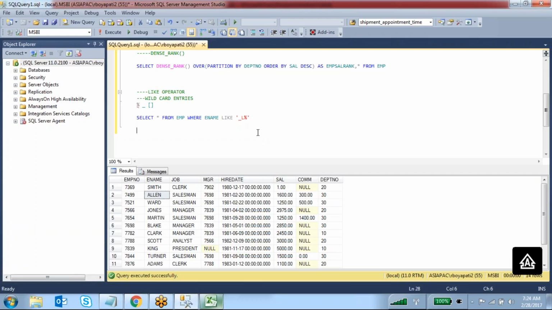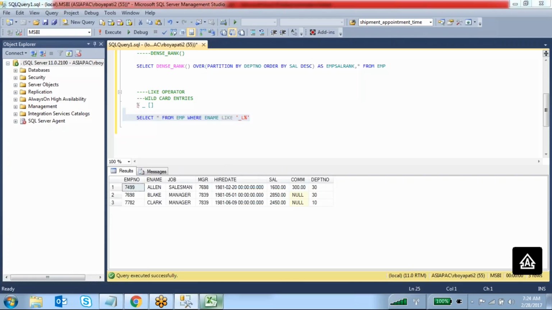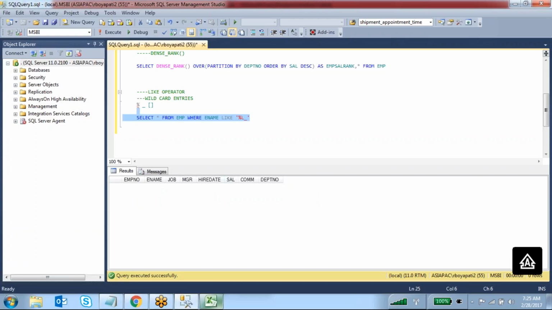So for the employee names, the starting character can be anything, but the second character should be L. So it will get those employees' information. See, the second character L, L, L. The first character may be anything, A, B, C or whatever, and the remaining characters are also anything. So it will get that kind of employee information. The same thing applies for the ending character also. The second ending character may be anything, and the starting may be anything. No, there is no employee information with this kind of requirement.